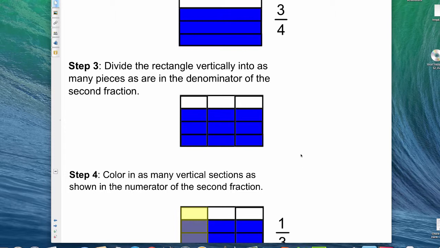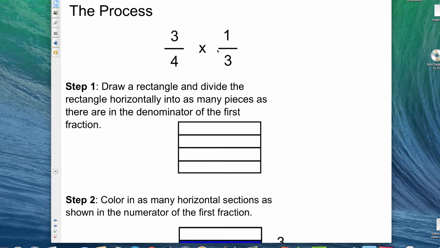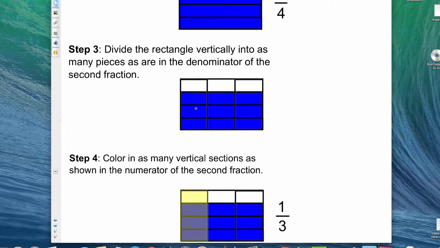Step 3 says to divide the rectangle vertically, that means up and down if you're not sure what vertically means, into as many pieces as are in the denominator of the second fraction. So if we go back up to the top, our second fraction was 1/3. We take a look at the denominator, 3, and that's how many vertical sections we need. So I've got 1 vertical section, 2 vertical sections, and 3 vertical sections.